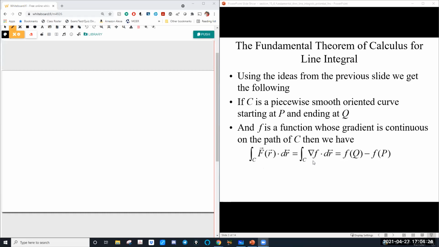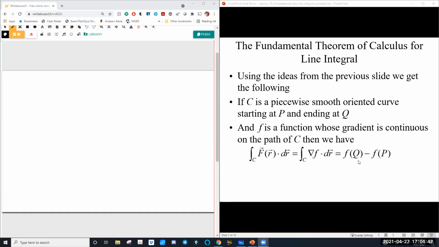This is going to be really advantageous to us because what this says is if our vector field is a gradient field, then all we have to do to calculate the line integral is find our potential function and evaluate it at our 2 points. And you can see how the process is really analogous to our fundamental theorem of calculus from back in Calc 1.